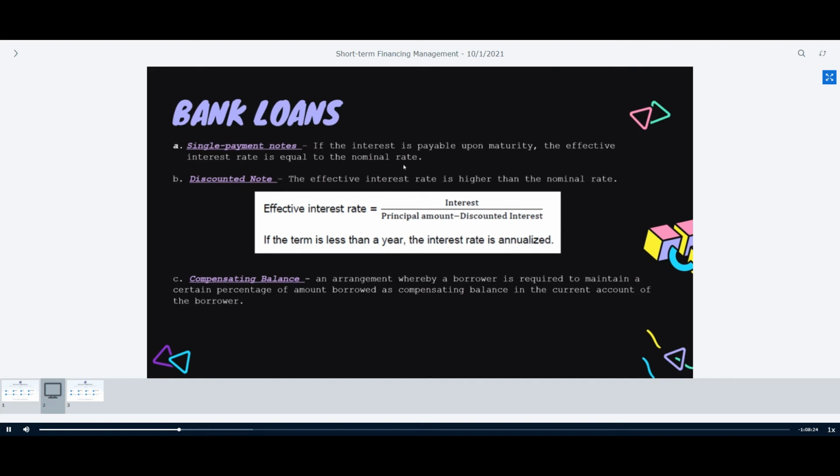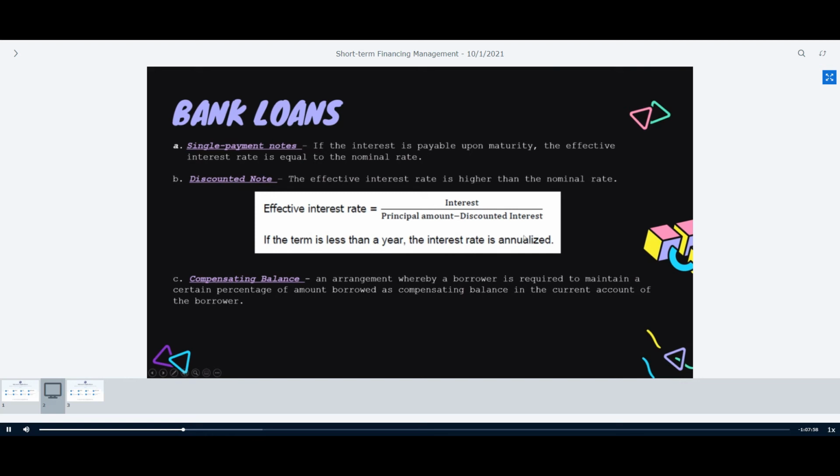The effective interest rate is equal to the interest over principal amount minus the discounted interest. No? So basically, class, in discounted note, we are paying the interest in advance. Now, take note also, if the term is less than a year, the interest rate is annualized.